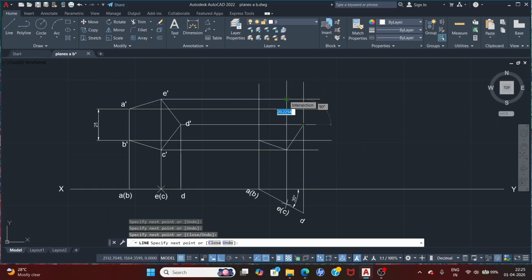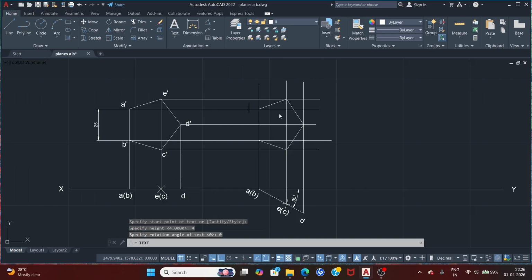The same method we are using here. Like this, select these sides and then give the thickness. Before that I am giving the text. Here A dash is completed, so I am maintaining it as A1 dash, and this one is B1 dash, and it is C1 dash.